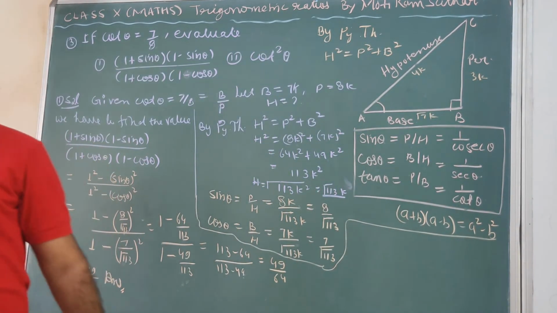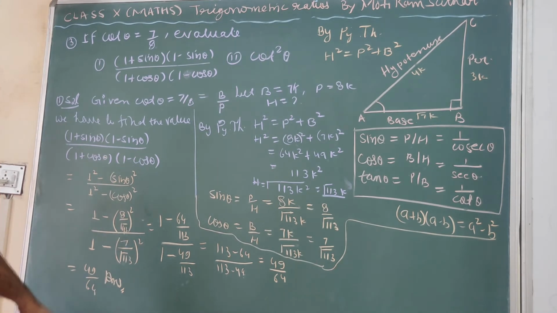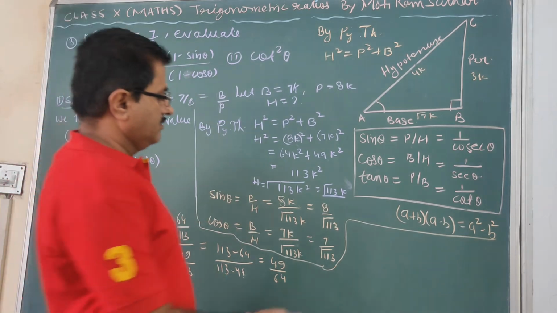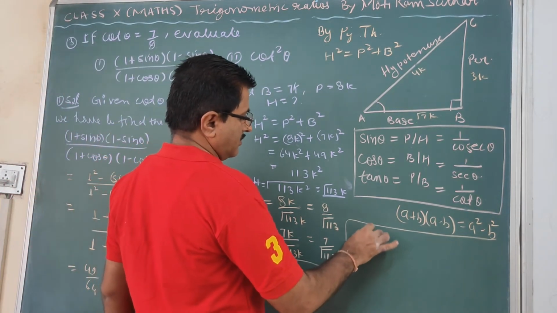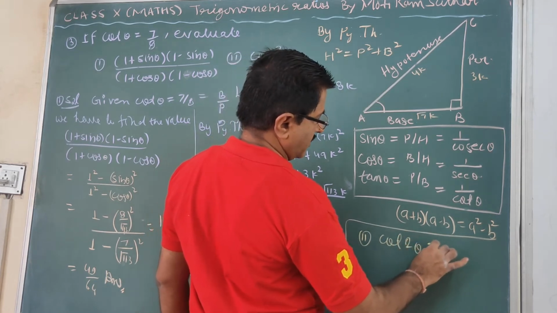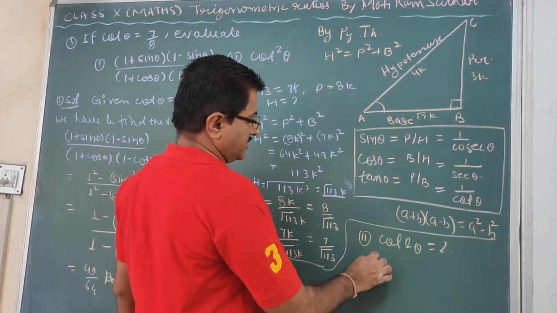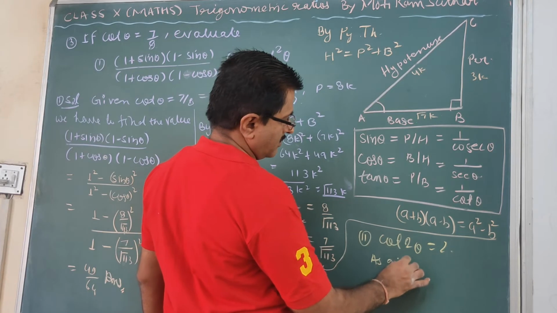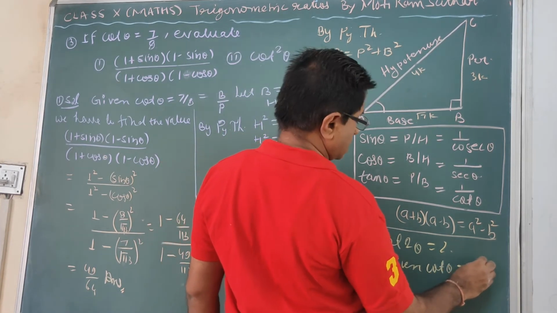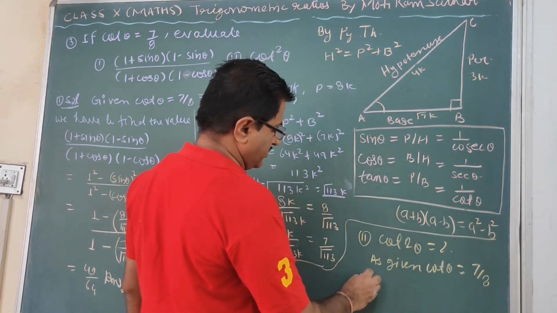Now the second part, we are already given. Second part is also there: cot square theta, because cot theta is given. We have to find cot square theta. So as given, cot theta is 7 by 8. So its square is there only.